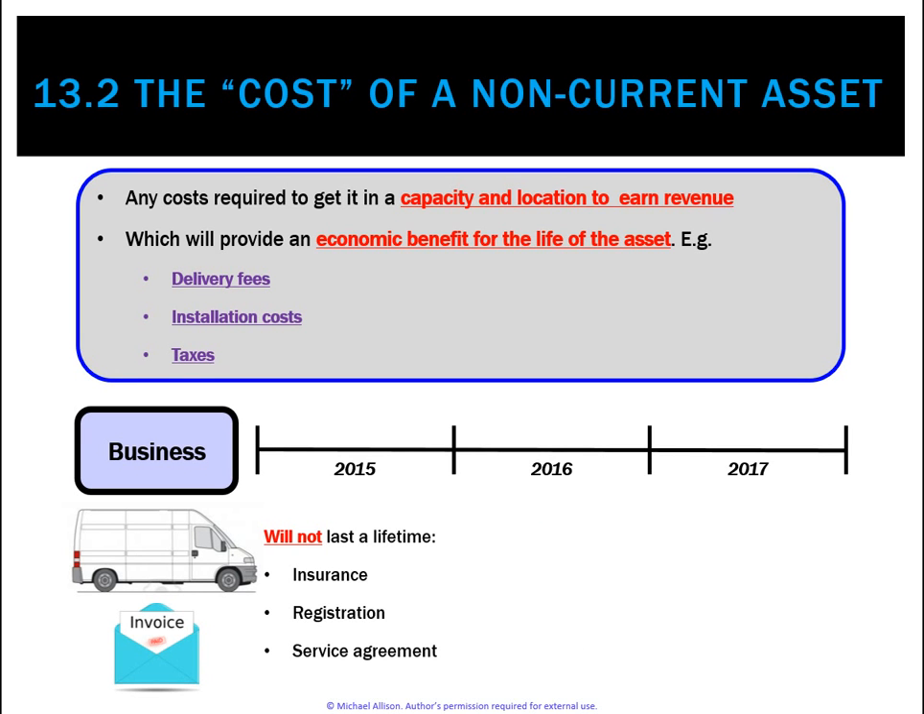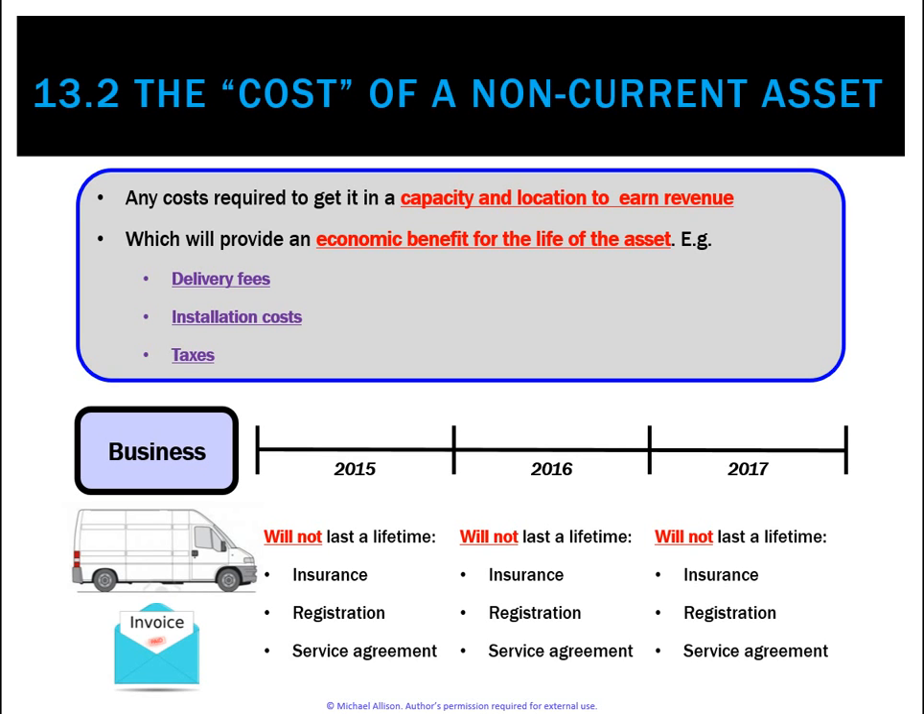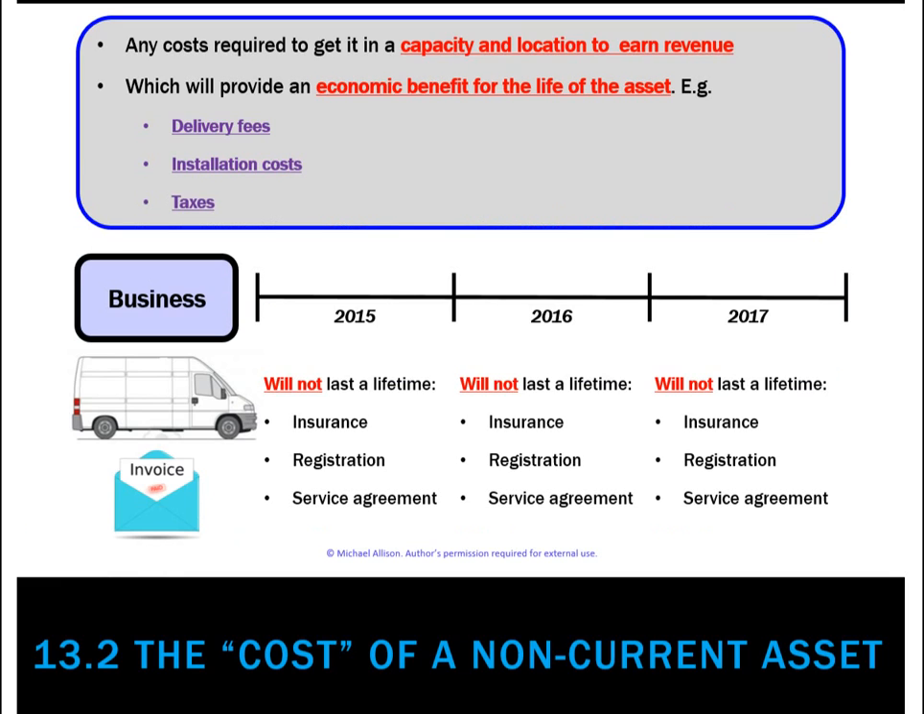Contrast that with things like insurance, registration, service agreements, maintenance contracts. They're things that, yes, you might be able to argue they're required to get it in a capacity and location to earn revenue, but they don't last for the life of the asset. And in fact, you could say insurance, we actually don't need insurance to start using an asset to earn revenue. It's just something we probably should have. But because they're paid every year, we wouldn't attach them as part of the cost anyway.